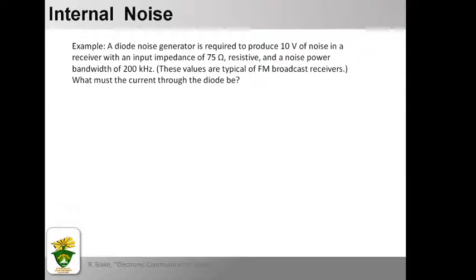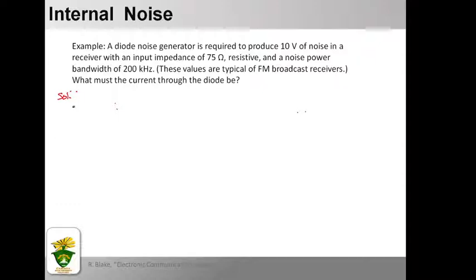So here is an example of a problem involving shot noise. Let's read. A diode noise generator is required to produce 10 microvolts in a receiver with an input impedance of 75 ohm resistive and a noise power bandwidth of 200 kilohertz. What must the current through the diode be? So what is the value of IO? The solution is first to convert the noise voltage to current noise.